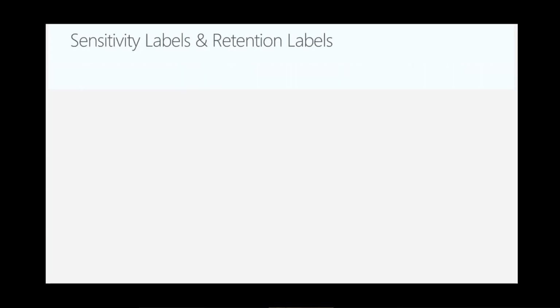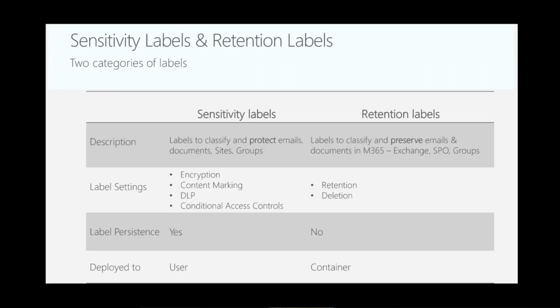So, going into sensitivity labels and retention labels. There are two categories. These are the two types of labels in Microsoft 365, and the sensitivity labels themselves are built for protection. They are built to classify your content and protect that content. And when you do this, it's for files and emails.